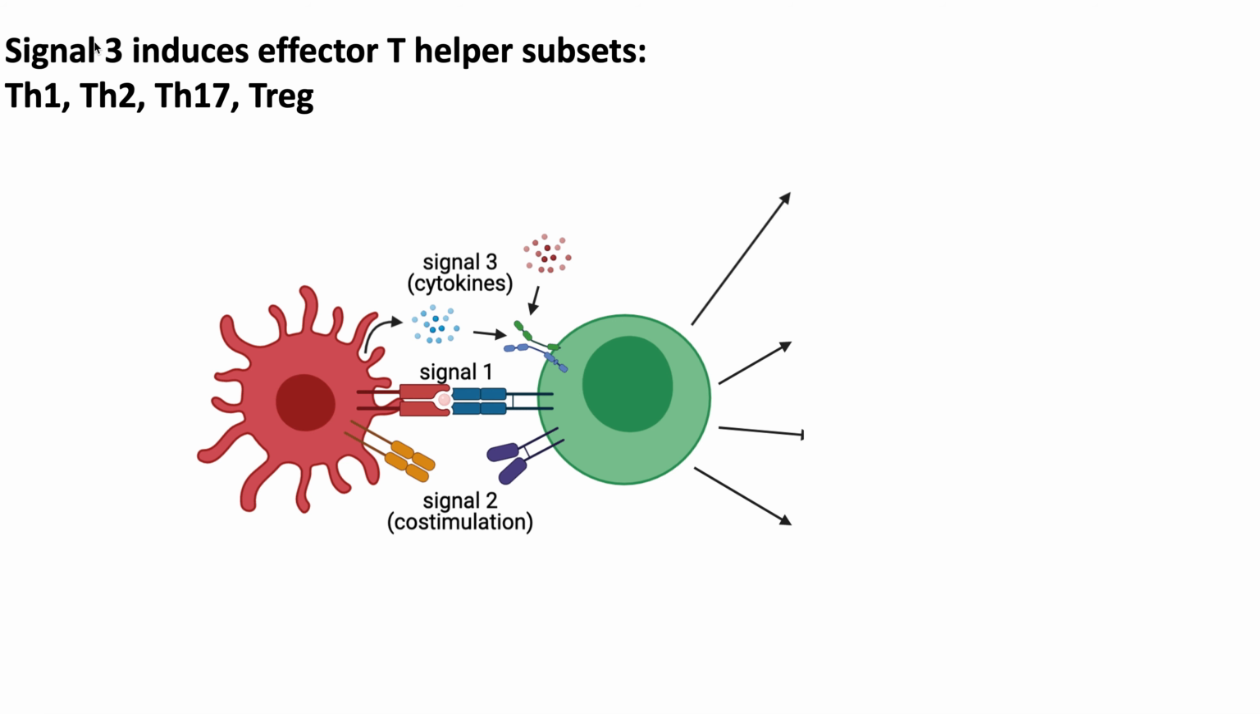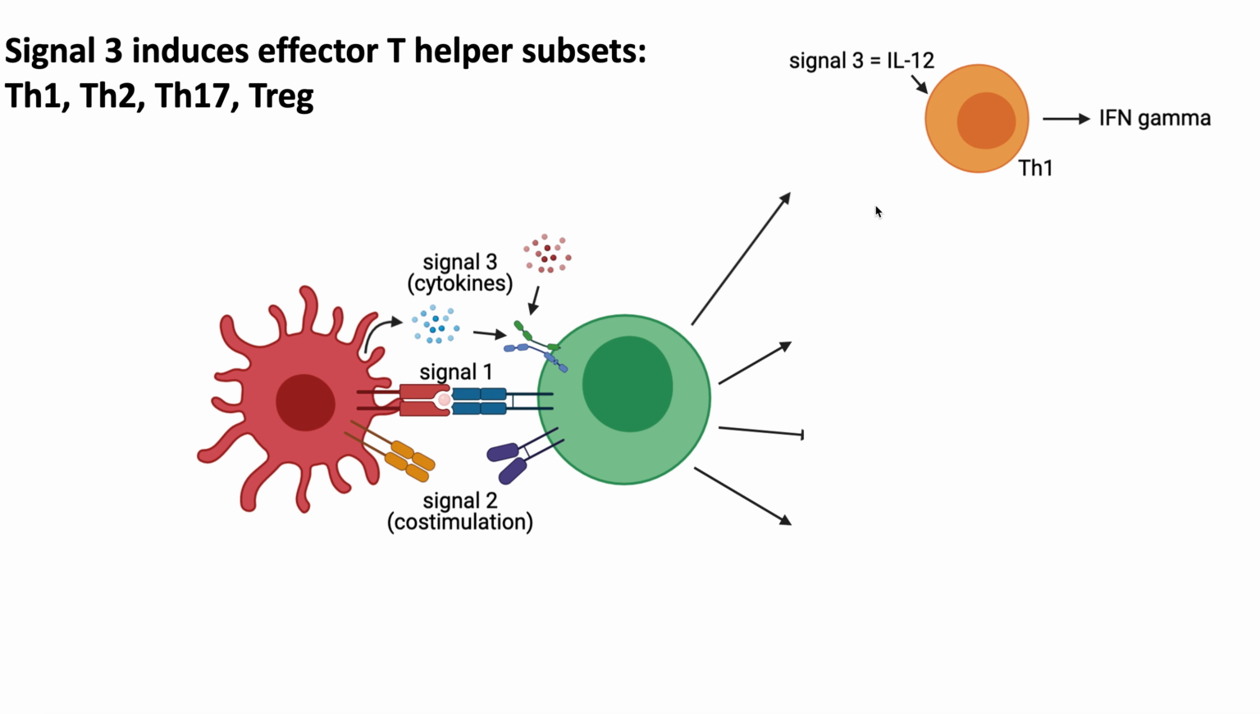Now, I mentioned that signal 3 induces effector T helper subsets, and this shows a dendritic cell presenting antigen to a T cell delivering signal 1, as well as costimulatory molecules delivering signal 2. This dendritic cell may produce cytokines that induce further differentiation of this T cell, or they may receive signal 3 cytokines from other sources. And this results in the formation of 4 main subsets of helper T cells.